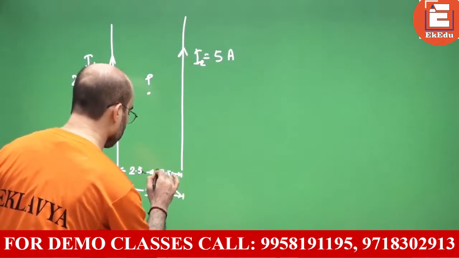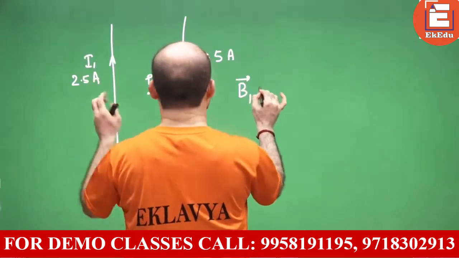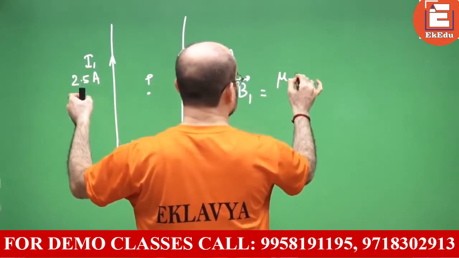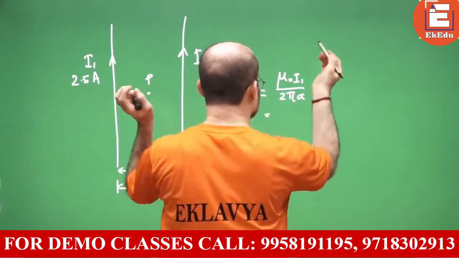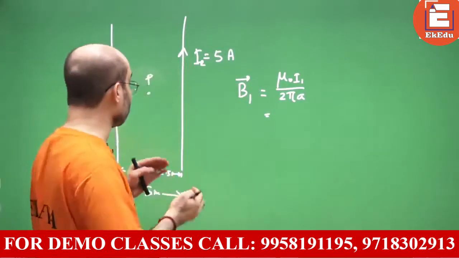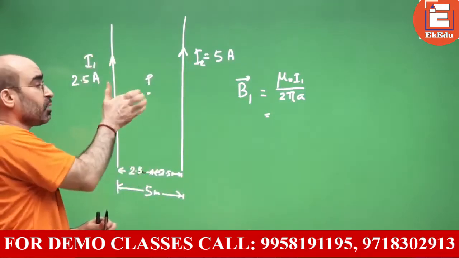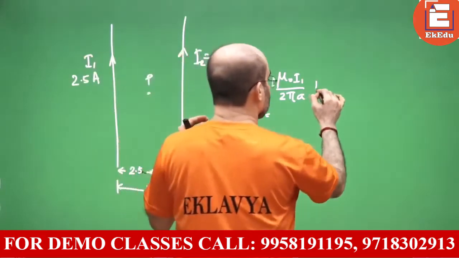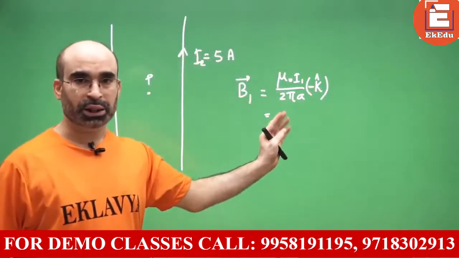So what we will do: B1, the magnetic field due to this first conductor, is mu naught I1 by 2 pi A. Alright, let us put the values. This is very simple. Okay, the second thing we need to keep in mind is, as I have told you, the magnetic field due to this conductor is into the page. So this will be along the negative z-axis.